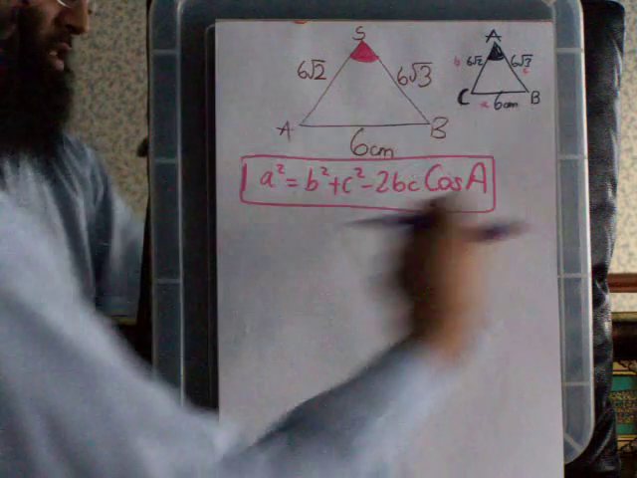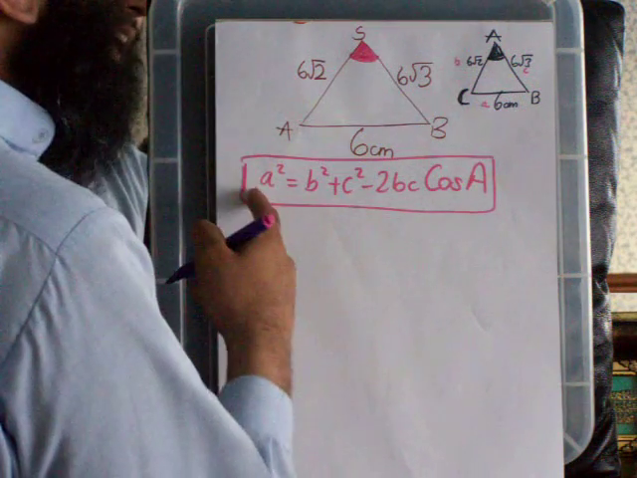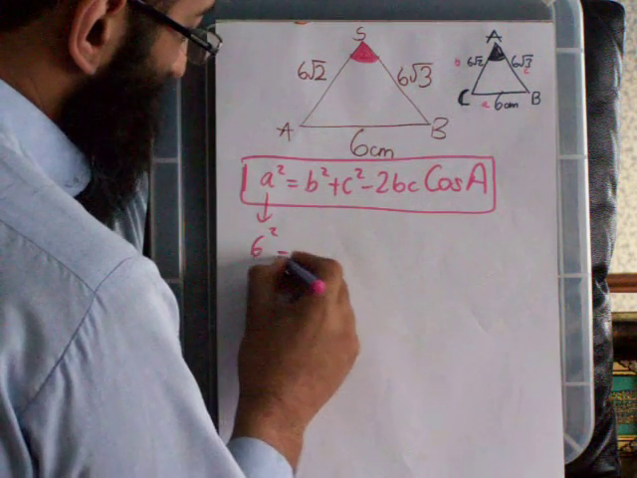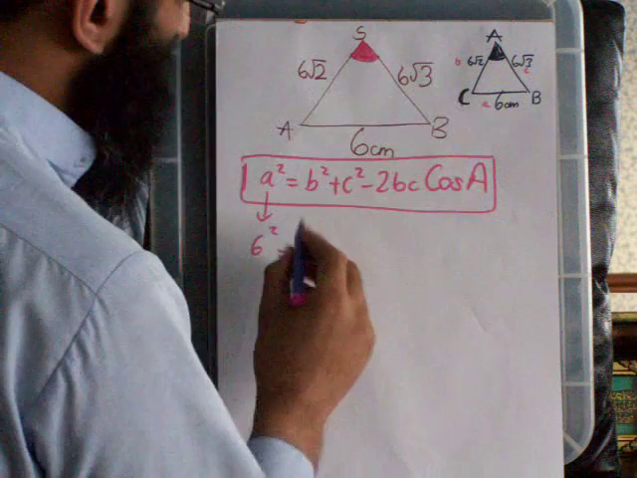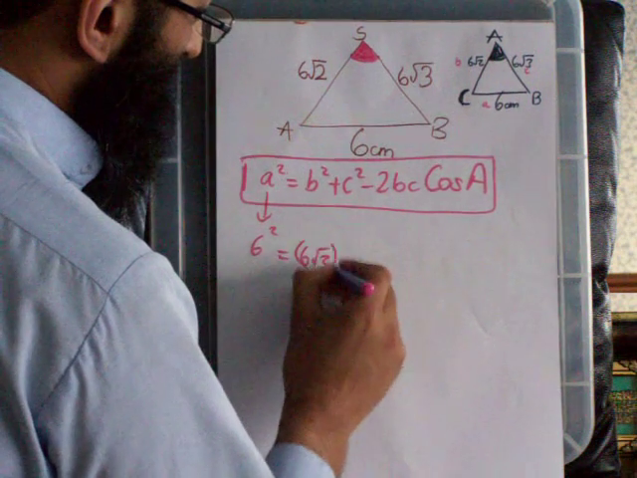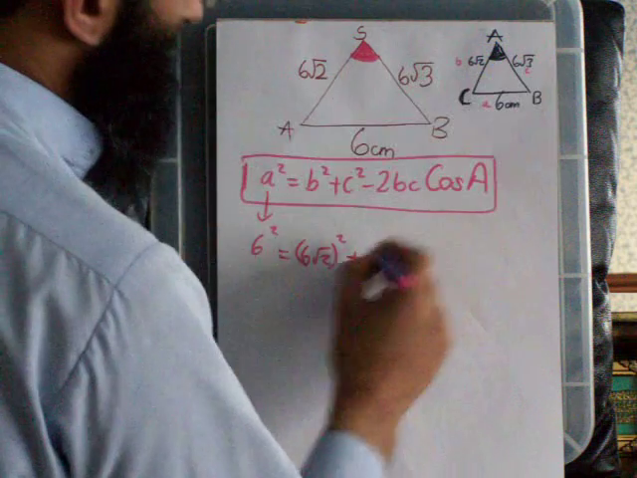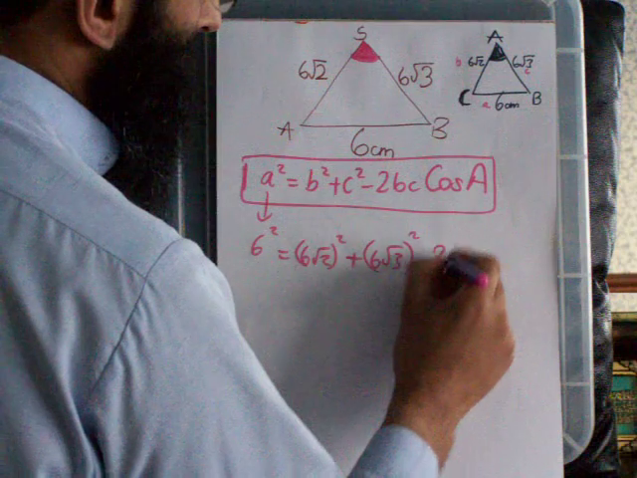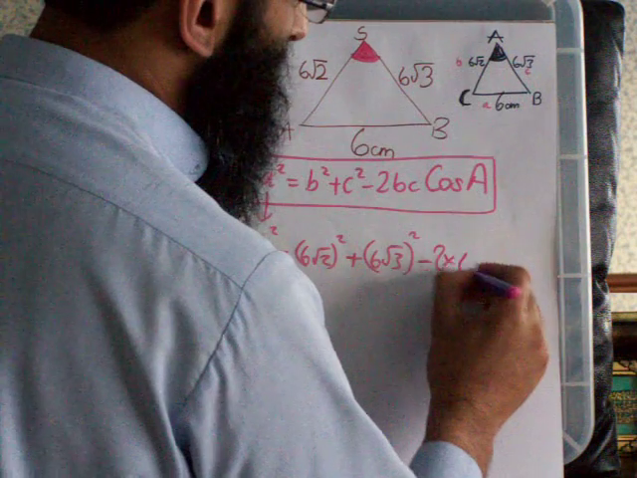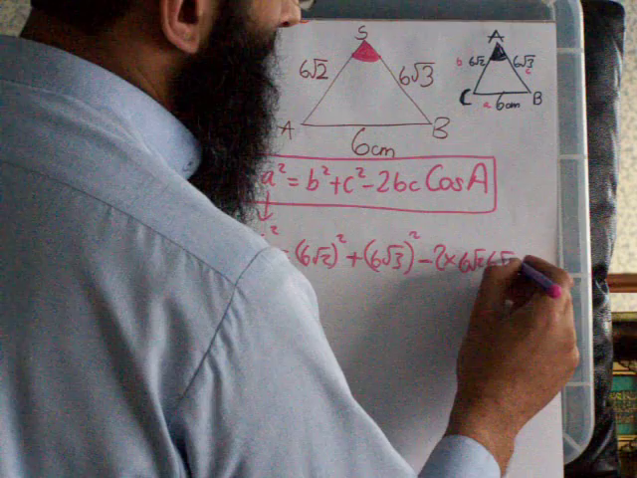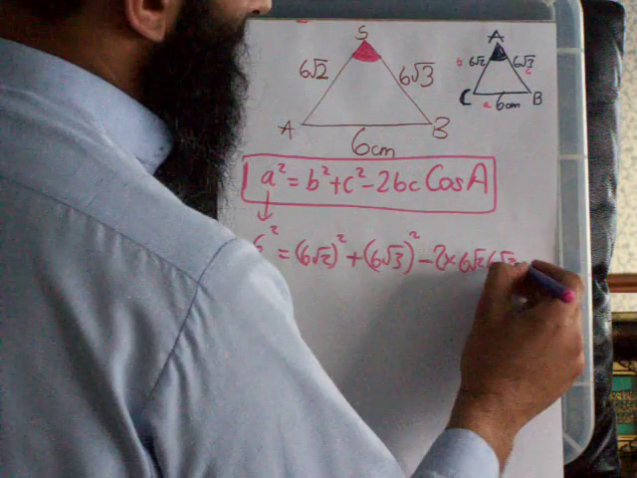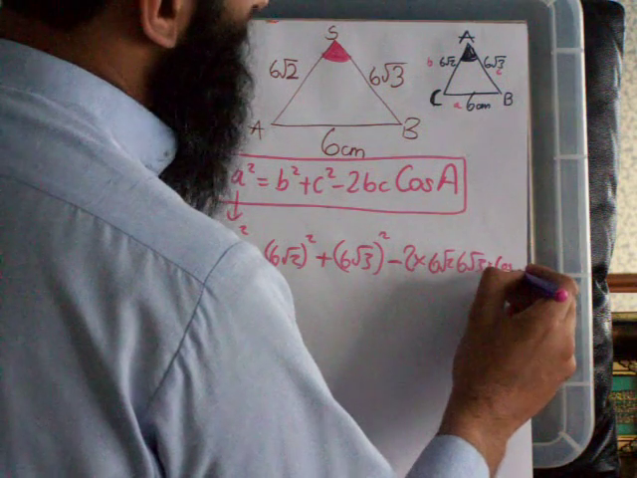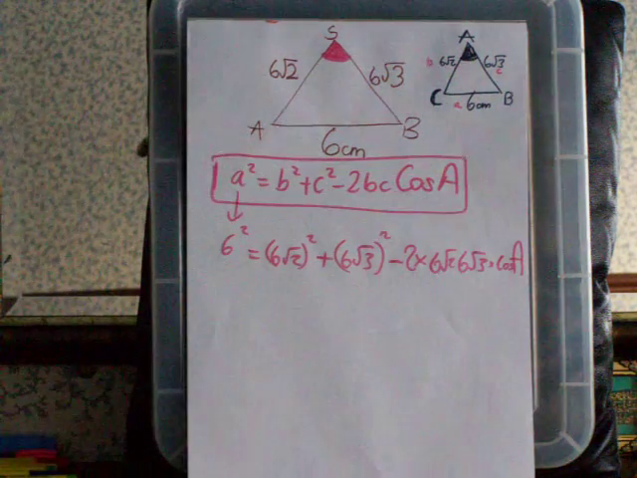So now let's start putting these values into our formula and see where we get to. So a squared is going to be 6 squared, and then we have b squared, which is going to be 6 root 2 squared, and then c squared is going to be 6 root 3 squared, minus 2 times b times c, and then times that by cos of A. Okay, I'm just going to double check.